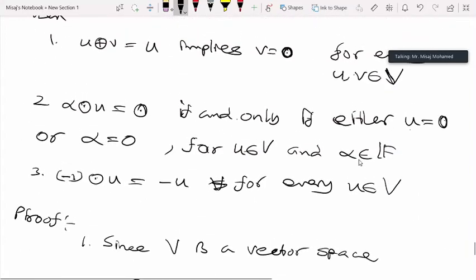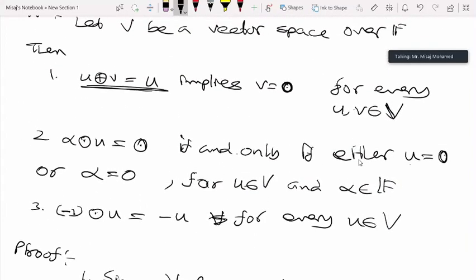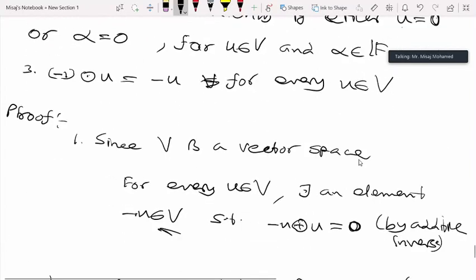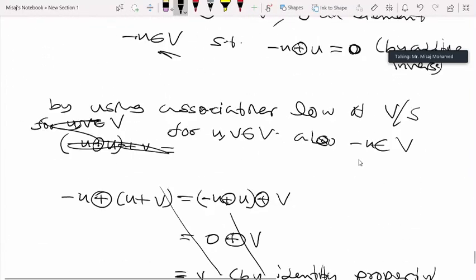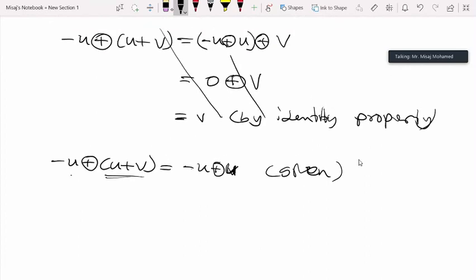u plus v is equal to u implies v is equal to 0. Okay. So I am taking that minus u plus v. So instead of u plus v, I have put this one. So what is this? This is equal to 0. Okay.